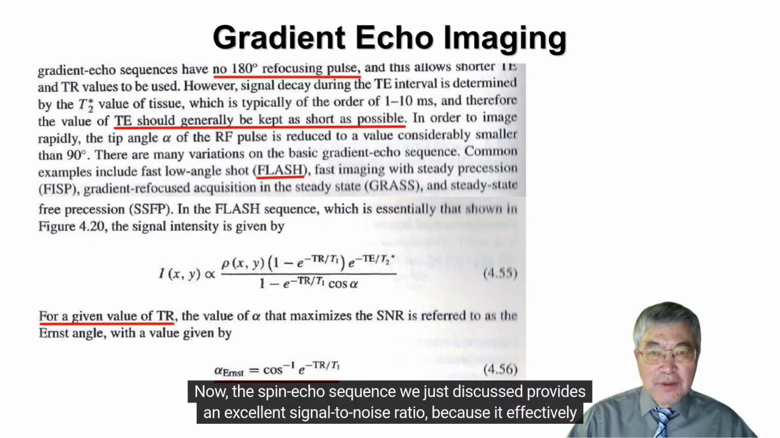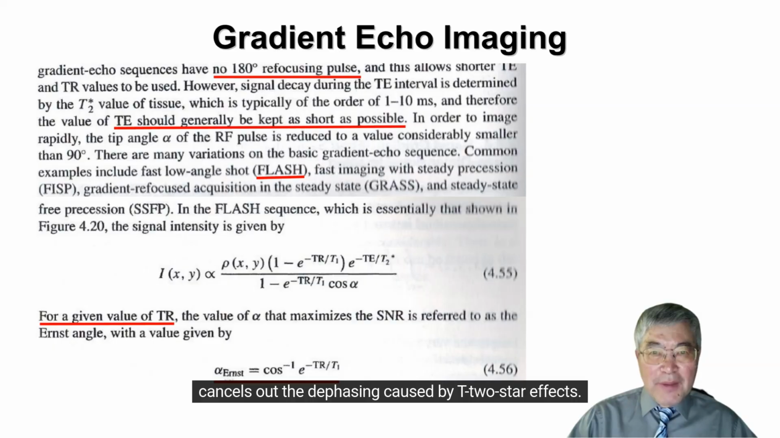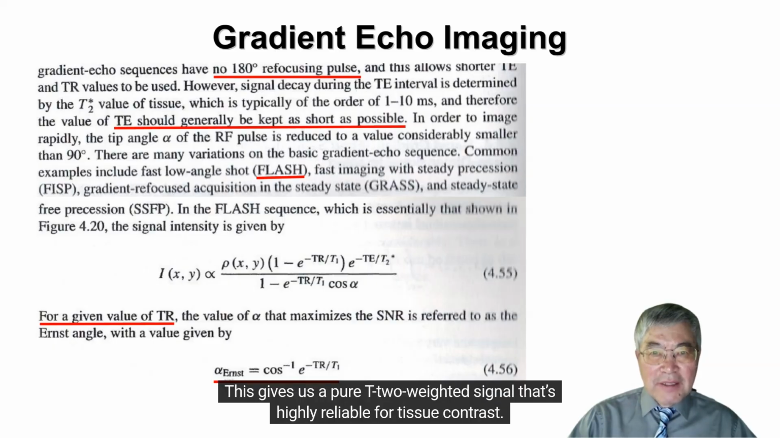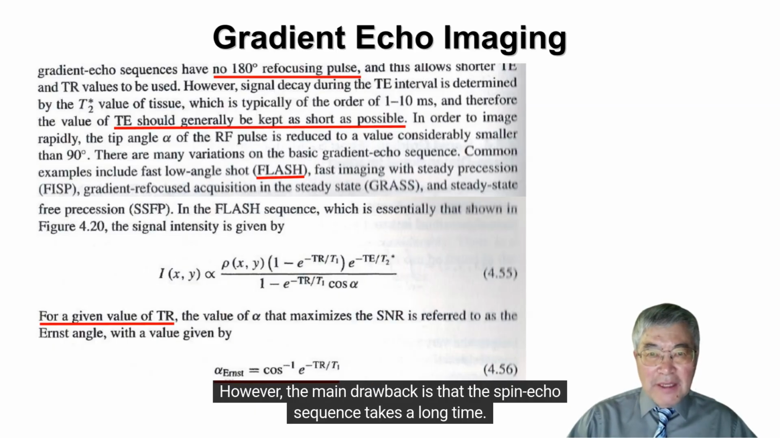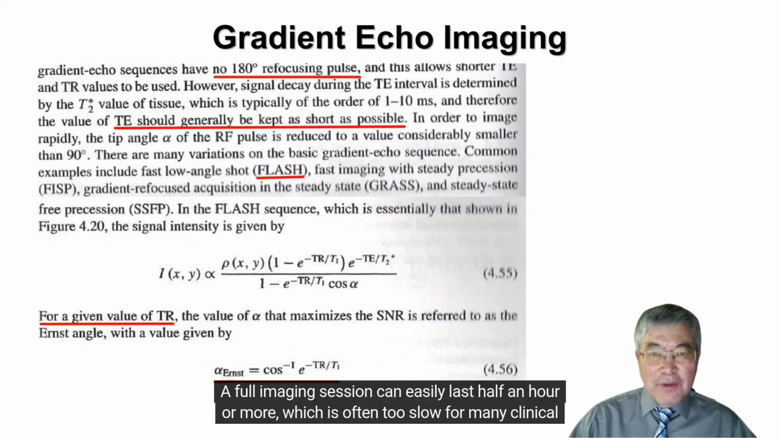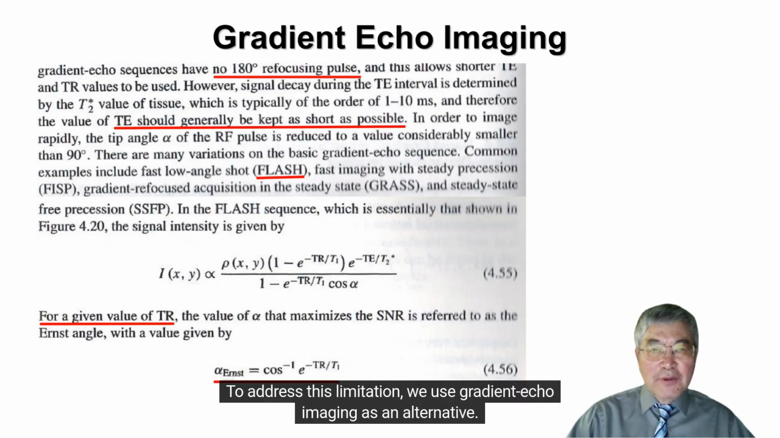Now, the spin echo sequence we just discussed provides an excellent signal-to-noise ratio because it effectively cancels out the dephasing caused by T2 star effects. This gives us a pure T2-weighted signal that's highly reliable for tissue contrast. However, the main drawback is that the spin echo sequence takes a long time. A full imaging session can easily last half an hour or more, which is often too slow for many clinical applications. To address this limitation, we use gradient echo imaging as an alternative.